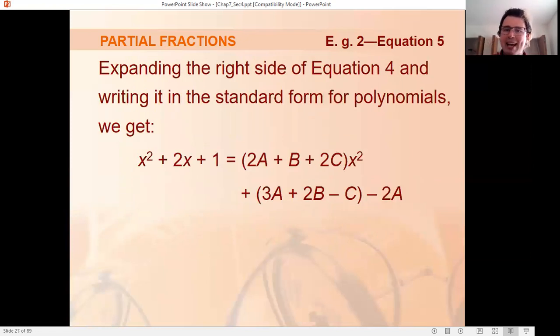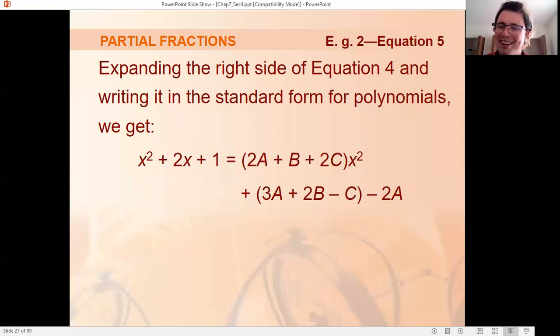So we're going to expand the right side of that equation and put all of the x squareds together. Here they are. There's a 2 times Ax squared, there's a Bx squared, and there's a 2 times Cx squared. We're going to bundle them all together. I'm going to do the same thing for the x's. And there is another typo. There should be an x here. There's a 3 times Ax, there's a 2 times Bx, and there's a negative Cx. It's supposed to be an x. Anyway, we're going to group all the constants together. The only constant is my negative 2A.